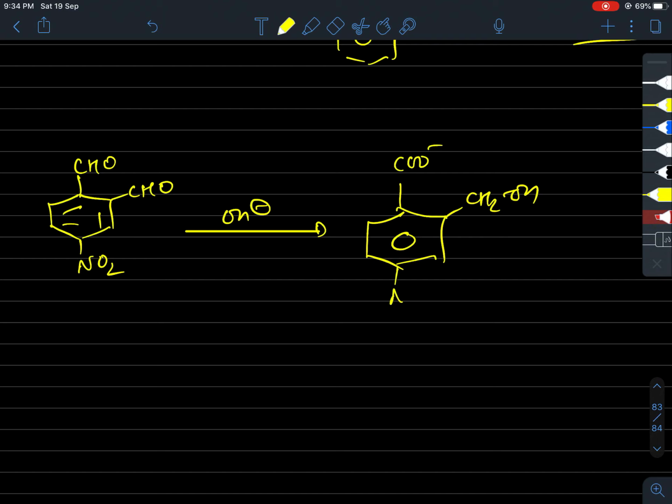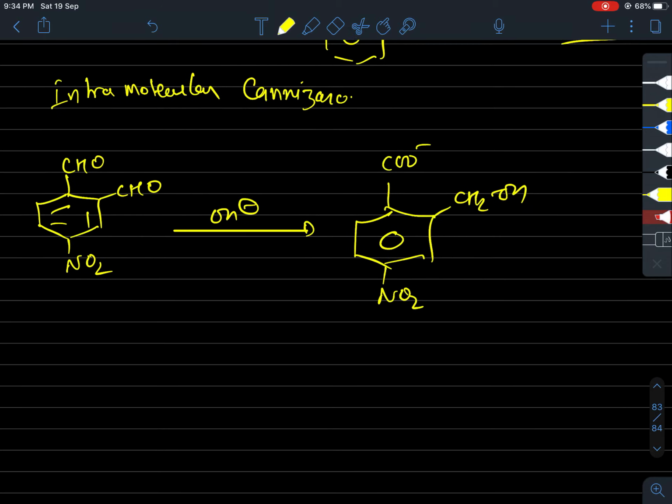So yes, that's a very classic example of intramolecular Cannizzaro reaction.